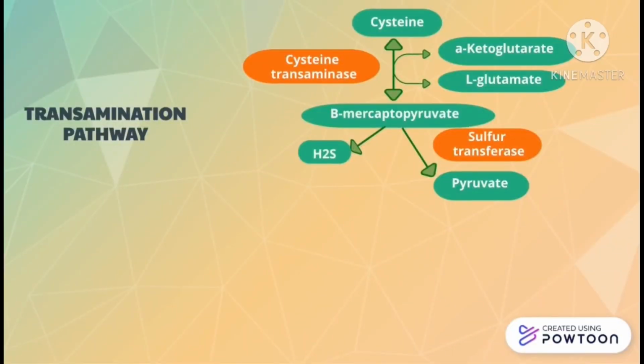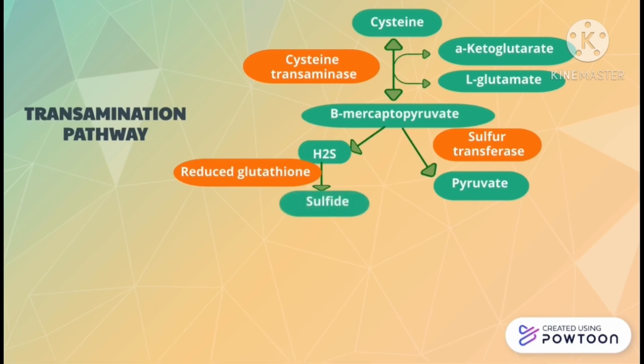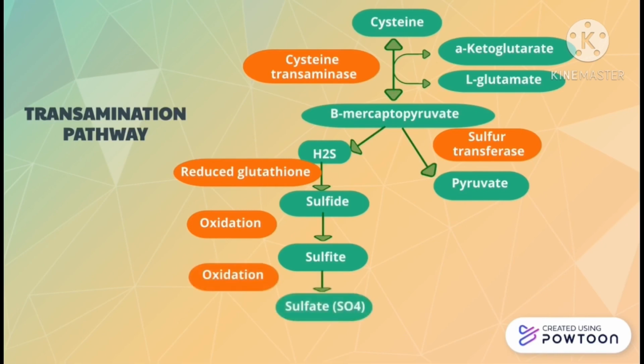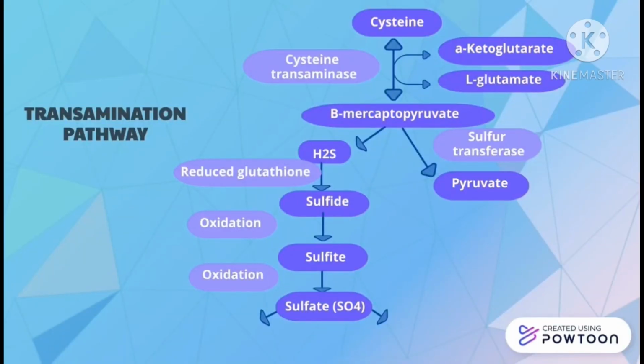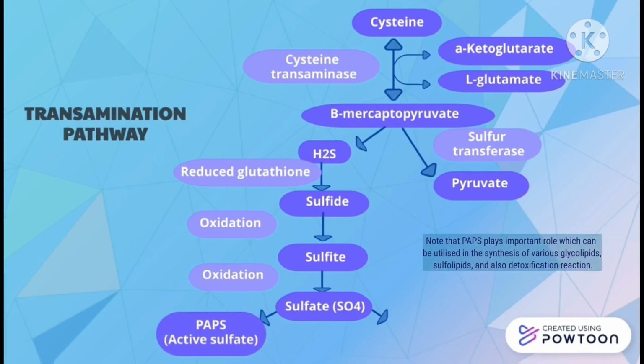Hydrogen sulfide, with the help of reduced glutathione, which is a tripeptide, is converted into sulfite, then sulfite is oxidized to sulfate. Sulfate has two fates: it can either be converted into PAPS, phosphoadenosine phosphosulfate, or be excreted through urine.